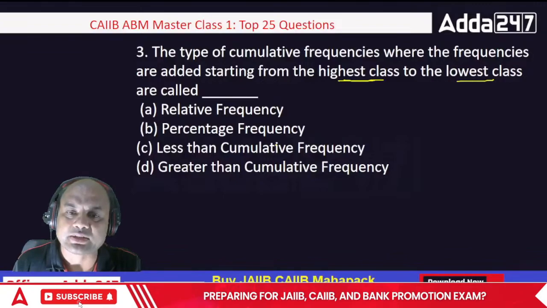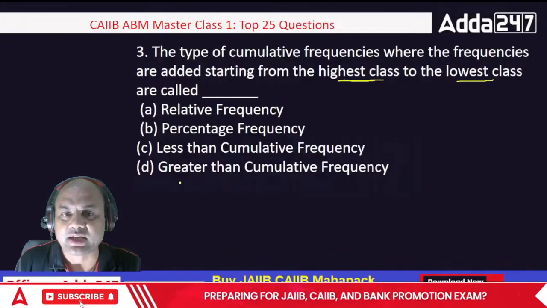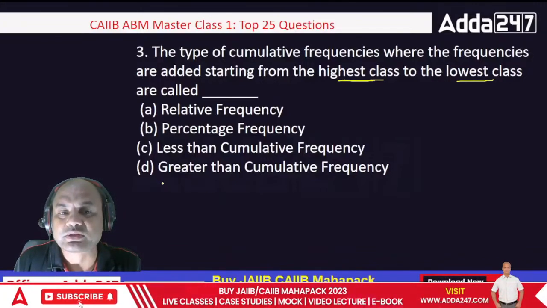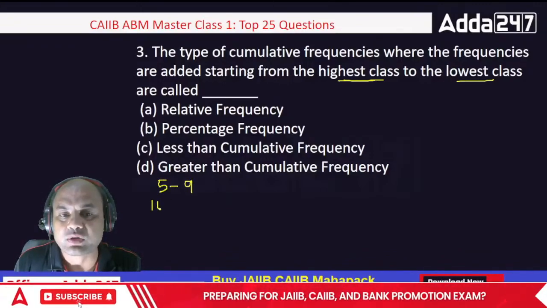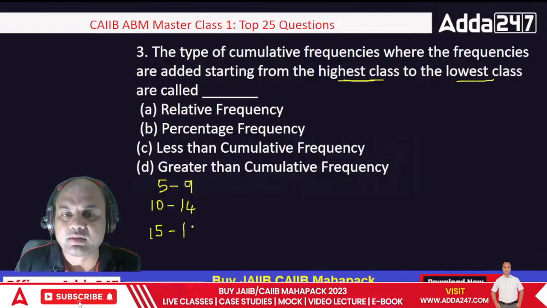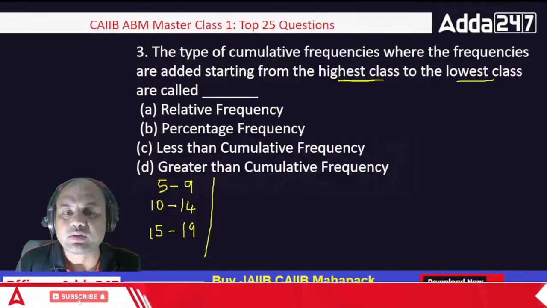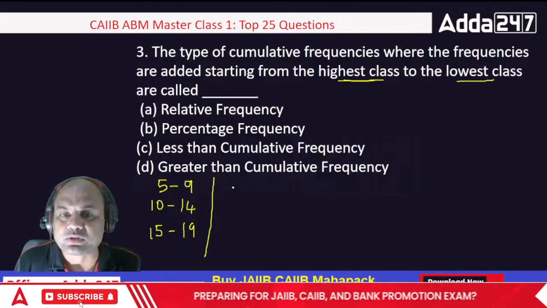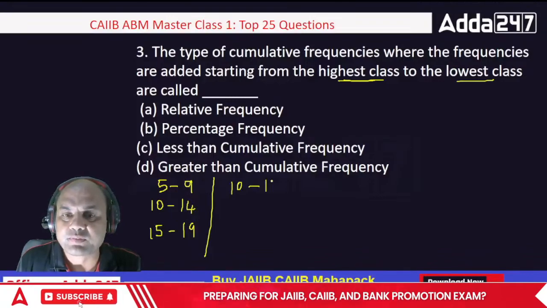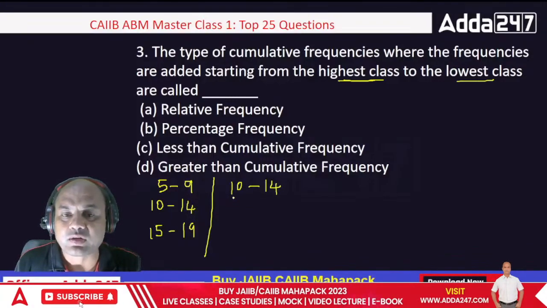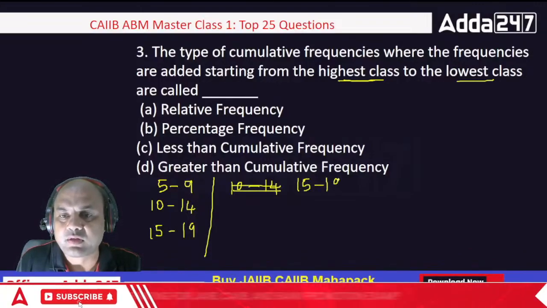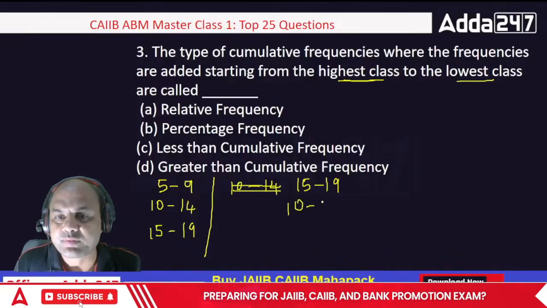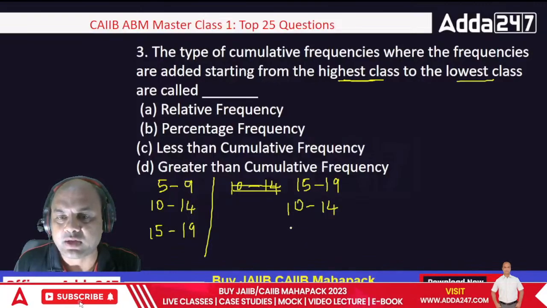Suppose if I want the classes, I can arrange it this way also. See this, as I gave you. Let's do inclusive type: 5 to 9, then 10 to 14, then 15 to 19. This is one way of arranging it. I can arrange it this way also: 15 to 19, then 10 to 14, and then 5 to 9.